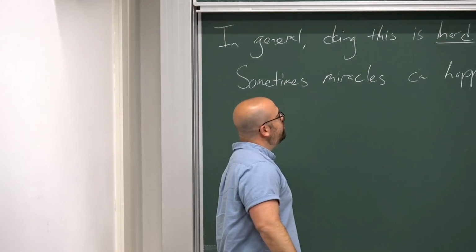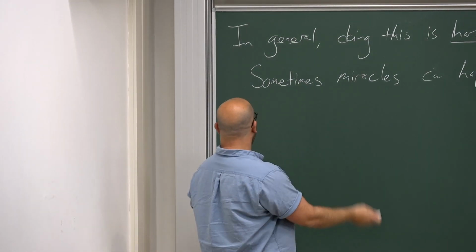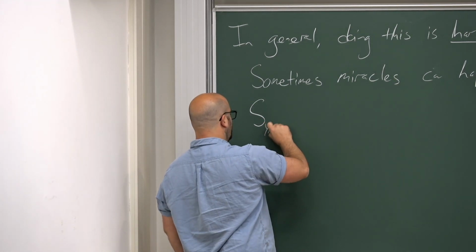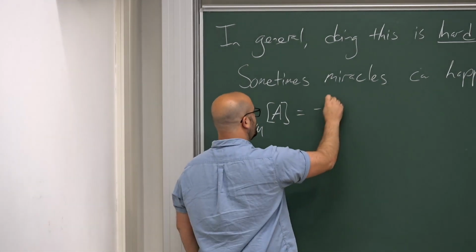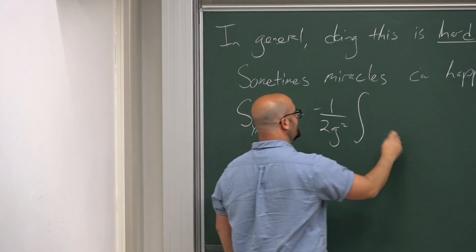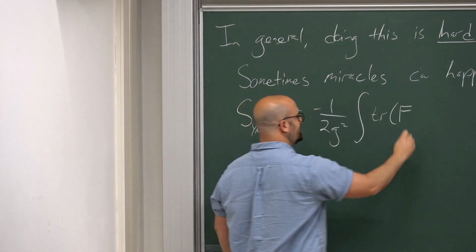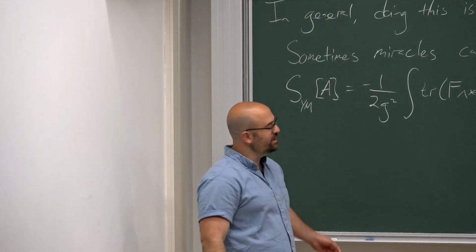Okay, so what is the context for this particular miracle I want to tell you about? The action we're going to be dealing with is the Yang-Mills action. This is a function of some gauge connection. There's some coupling constant, and I just take the trace of the field strength of the gauge connection, I wedge it against the Hodge star of the field strength. Okay, so this is the Yang-Mills action.